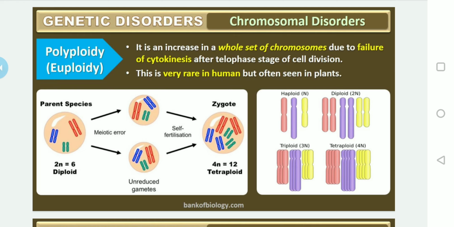So these are the two types of chromosomal disorder we can generally identify in plants and animals, that is aneuploidy and polyploidy.